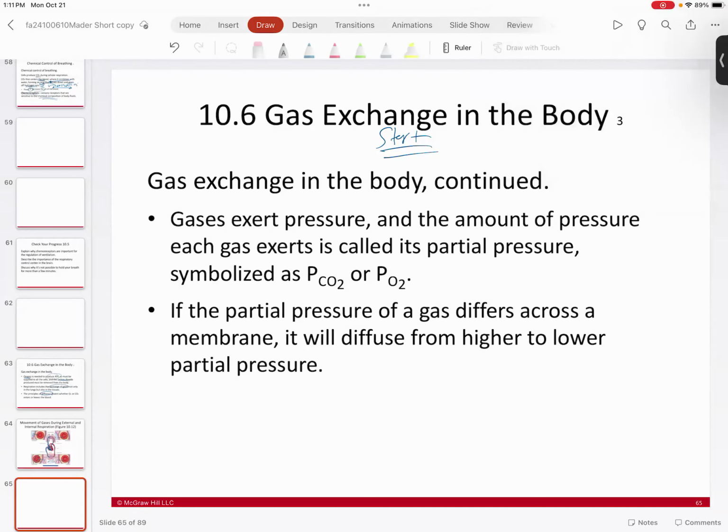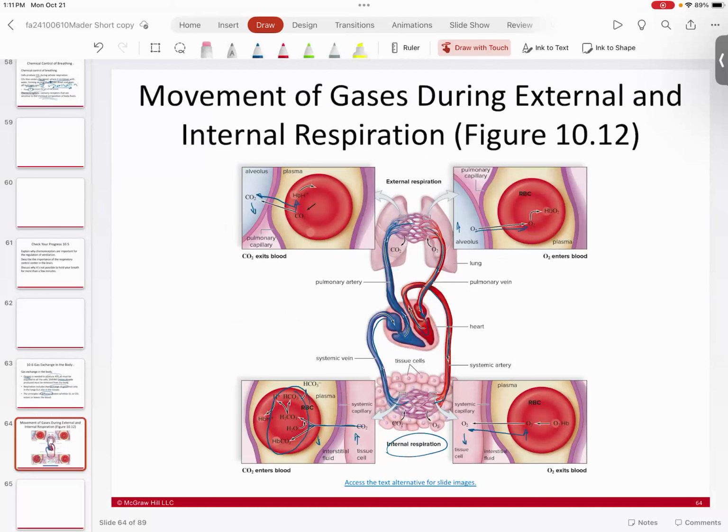Okay, so let's go ahead and pick up where we left off. Still working on the respiratory system. When you take a look at the respiratory system, we left off talking a little bit about the gas exchange piece.